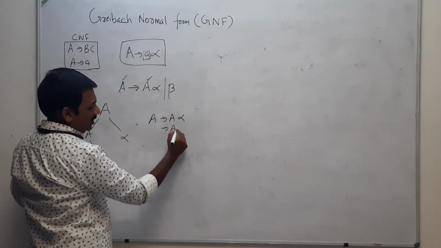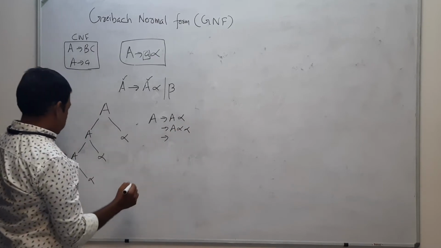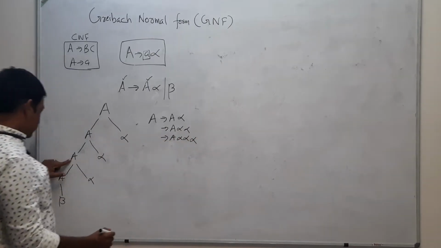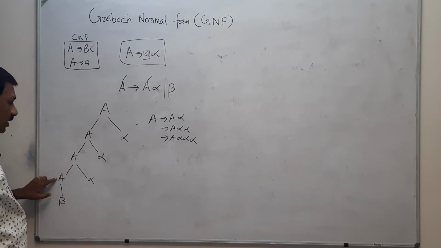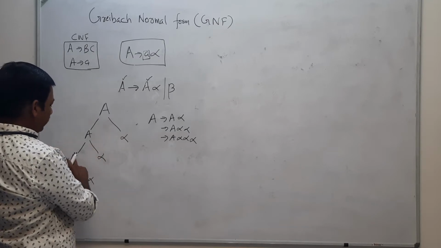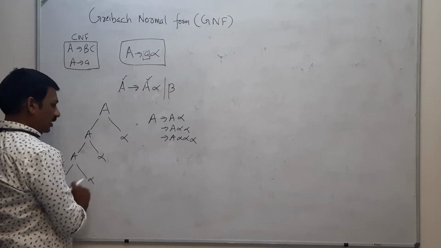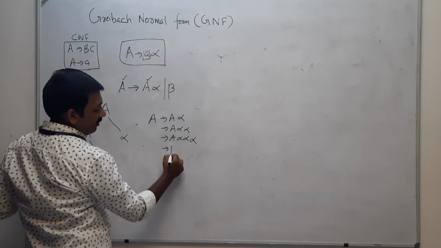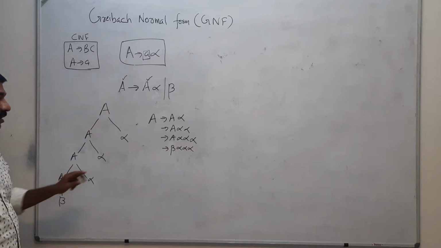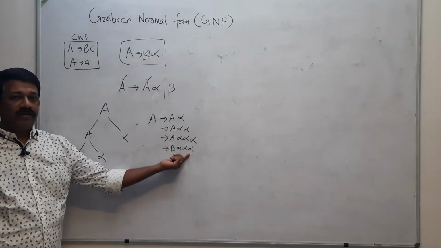It is A alpha alpha. Then next one, this A is replaced with A alpha, and that is replaced with another A alpha, and finally it will be terminated when A is replaced with beta. Okay, that means the string generated is beta alpha alpha alpha.